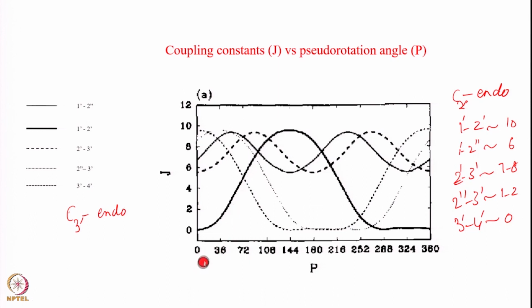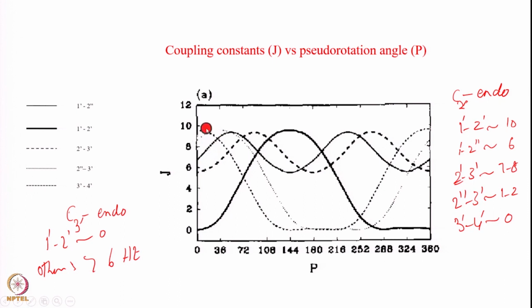C3 prime endo means we are here. So, here 1 prime 2 prime is 0, and all others are relatively larger, all others are greater than 6 hertz. In this area you can see this one is very small, this is the C3 prime endo area, this is 6 hertz and this is about 7 hertz, then you have 10 hertz.